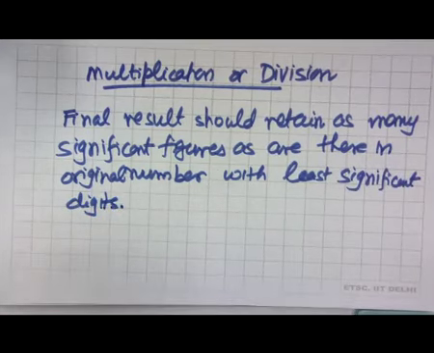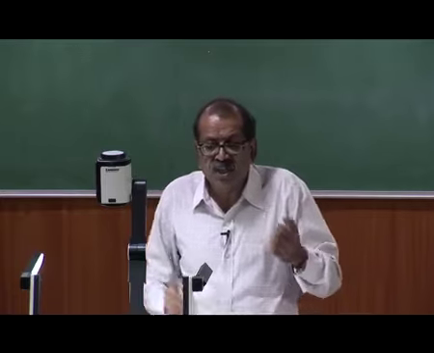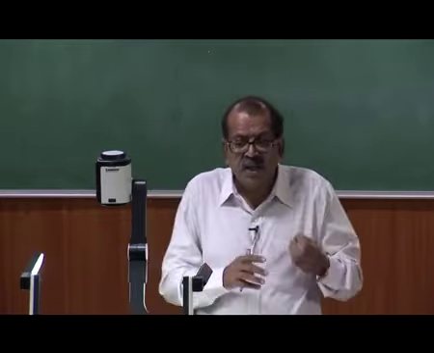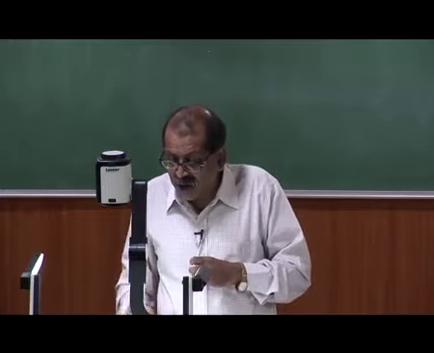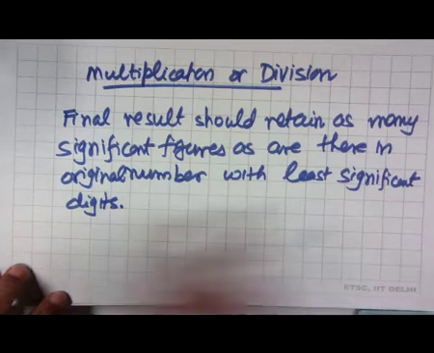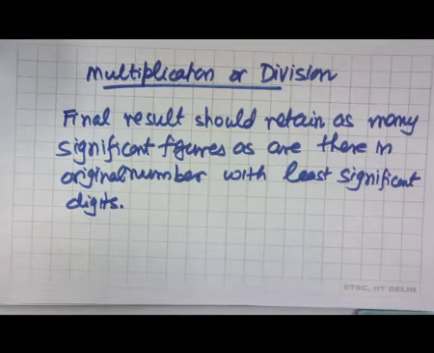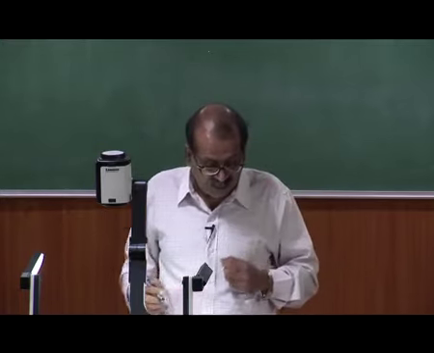What this means is, you are multiplying or dividing, or the formula contains 3 or 4 quantities. First quantity has 5 significant digits, second has 6, third has 3 and fourth has 1. So, then the final result should contain as many significant figures as the one with least significant digits. So, in this case, if we had 1 significant digit in these 4 quantities, then the final answer has to be with 1 significant digit.